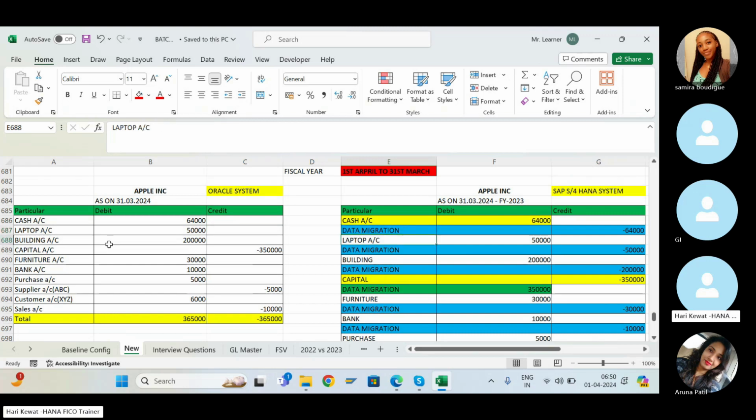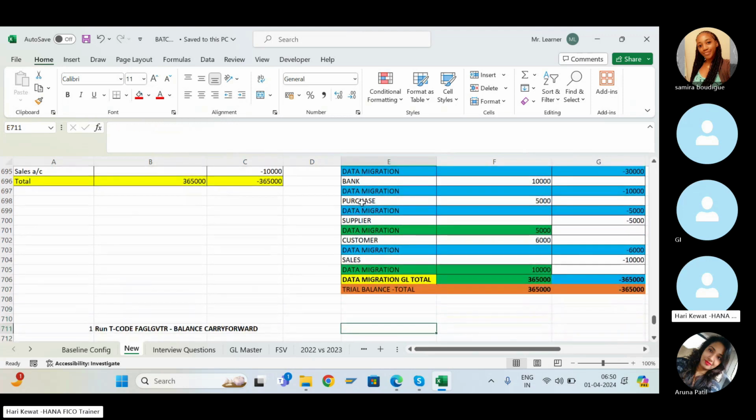This one, data migration GL, should be 0. Once you load the data, the data migration GL balance should become 0. Zero means debit and credit should be equal. In the same GL, if debit and credit is 0, then when you do the carry forward for the next year, it will become automatically 0. And once data migration is over, then you can block this GL so that nobody uses this GL for any other posting.